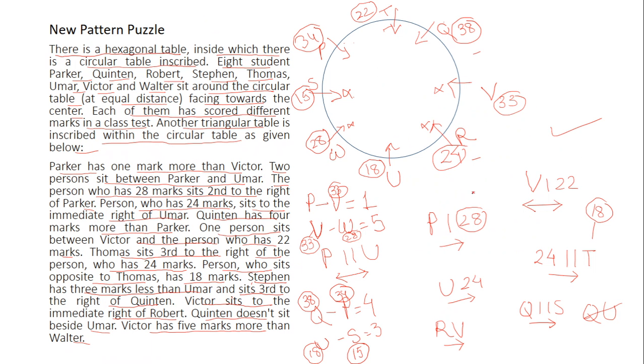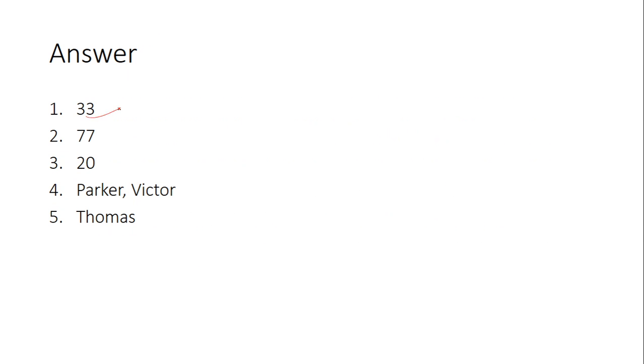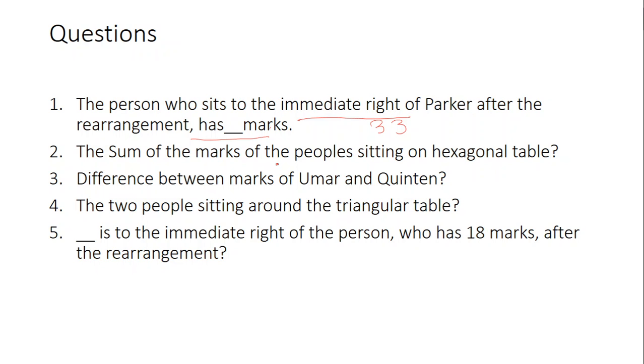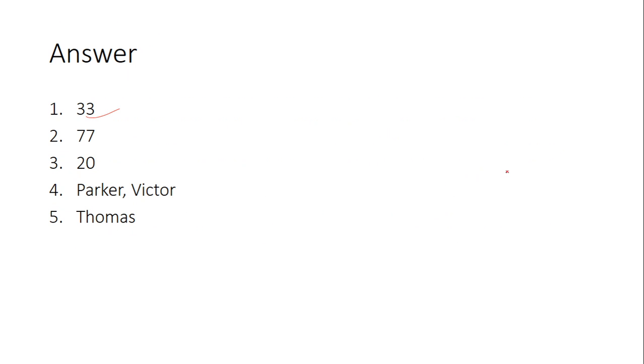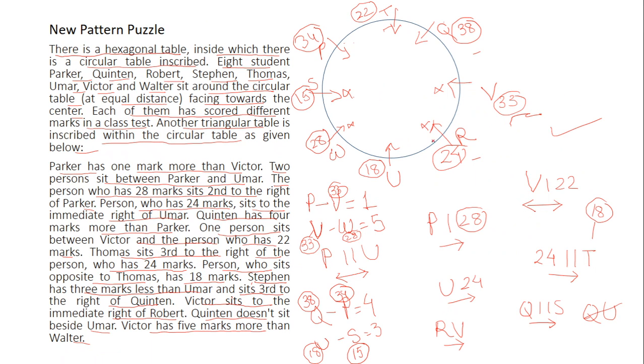So V has got how many marks? V has got 33, right? So it would be 33. We can check the answer, it is 33, right? Then the sum of the marks of the people sitting on the hexagon. It's S, R, and Q sitting on the hexagon. So S's marks is 15.